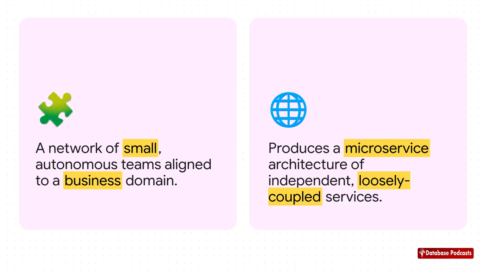Now let's flip that on its head. Picture a more modern setup, a whole network of small, independent teams, each one focused on a specific part of the business. What do you think they produce? A microservice architecture, a system made of small, independent services. See the pattern? In both cases, the system is a mirror of the organization. That is Conway's law in action, right there.